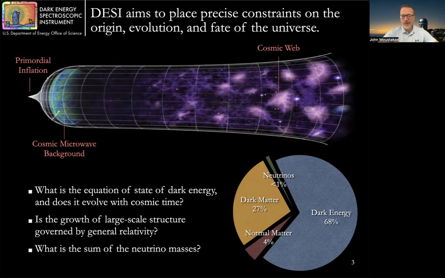So with this very mysterious current state of the universe, DESI aims to answer some key questions. For example, what's the equation of state of dark energy? And how does it evolve with cosmic time? Is it a cosmological constant or something different? Is the growth of large-scale structure, the organization of galaxies in the sky and as a function of cosmic time, governed by general relativity, our current best theory of gravity? Or does general relativity break down in some form? And then another key question is, what is the sum of the neutrino masses?